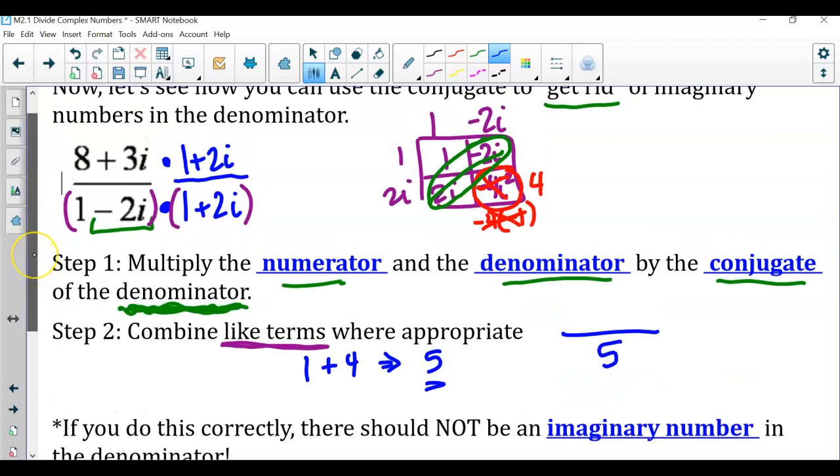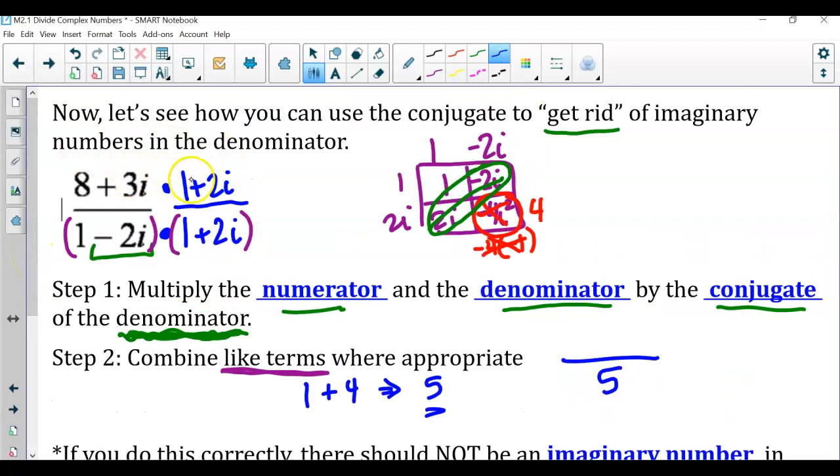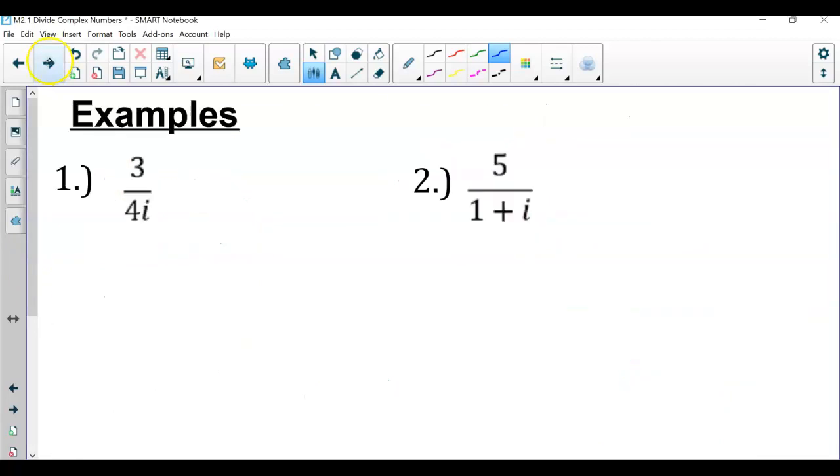I just wanted to show y'all that, but then of course we would do the same thing and multiply the numerator. But I'm going to hold off though, so we can now go through some examples.